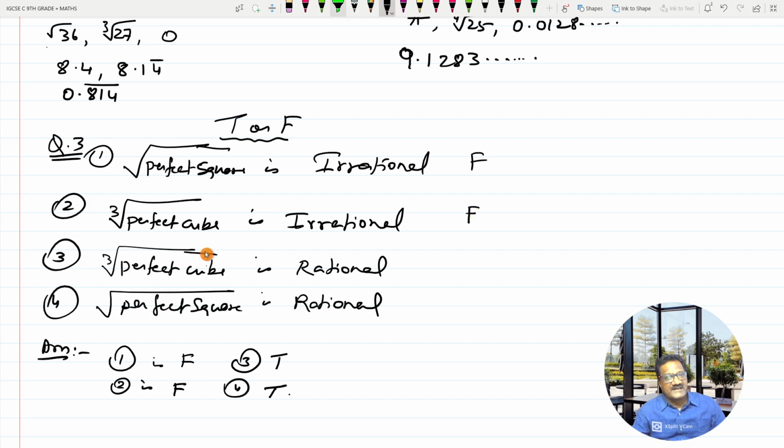Now inside a cube root, if you have a perfect cube, it will work out to a rational number. So this is true. And inside a square root sign, if you have a perfect square, it will work out to a rational number, which is true. So this will also be true.